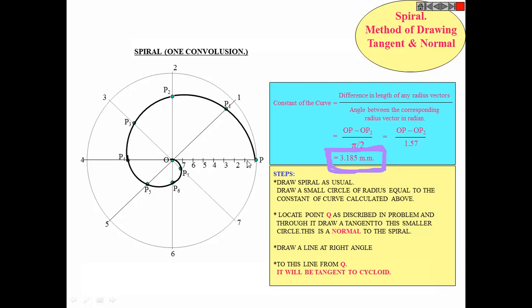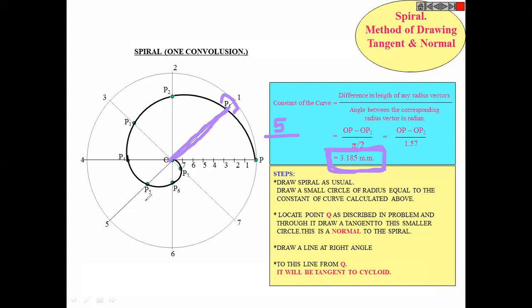Now you measure your OP distance. It will be how much? 40 mm. Now you measure your OP1. This distance, you measure your 3.5 cm, that is 35 mm. This is OP1. What is the value? 35 mm. Okay, you differentiate it. How much is it? 5 mm.